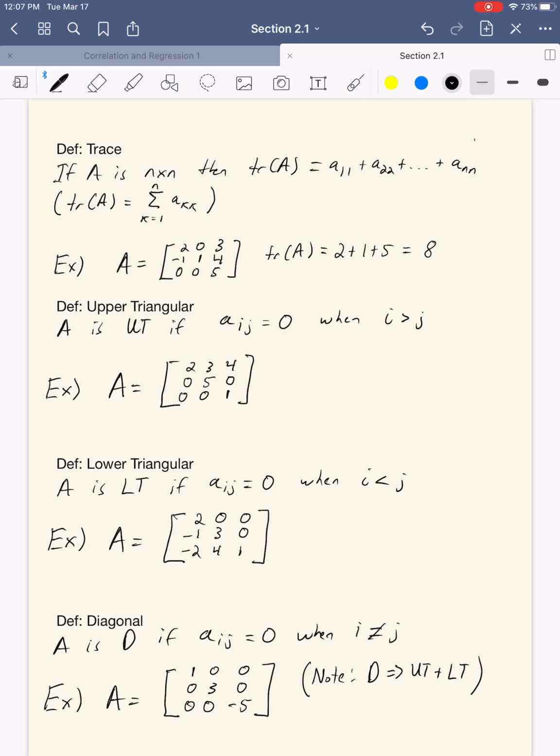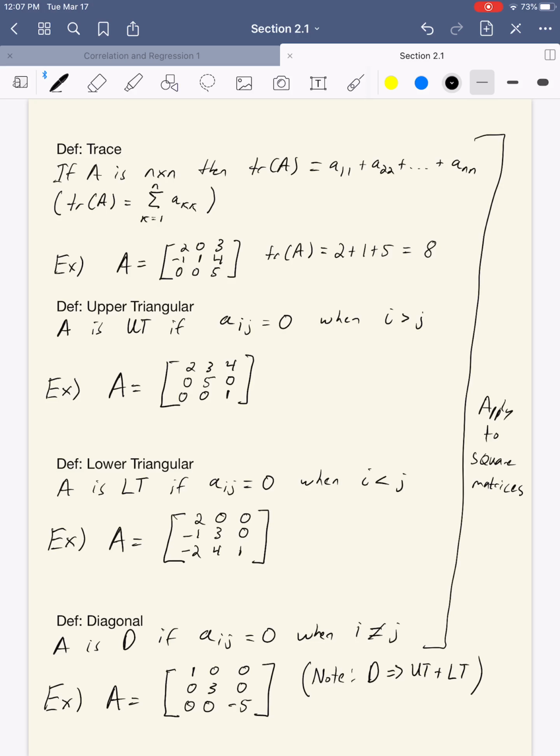Also do keep in mind that all of these definitions apply to square matrices. There are extensions of the trace and upper triangular and lower triangular and diagonal that you could use for non-square matrices, but for us, if we talk about the trace or upper triangular, lower triangular, or diagonal, then we are necessarily talking about a square matrix.